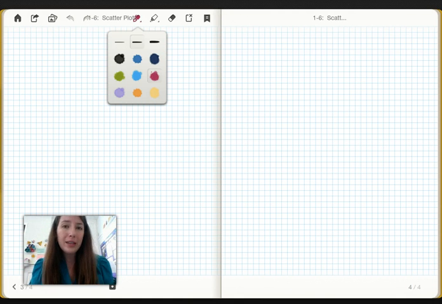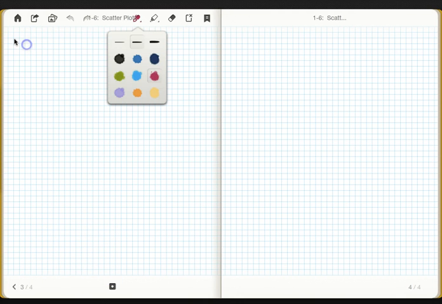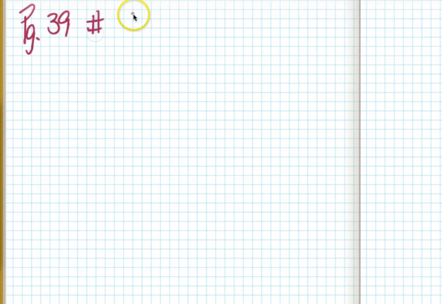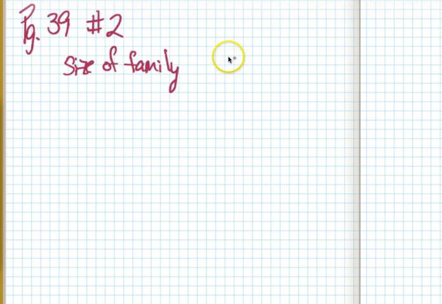But let's say we're not looking exactly at a graph and we're just trying to analyze if two sets of data have a correlation. Let's take a look at page 39 for a moment to do that. So on page 39, number 2, let's start there, number 2. It says the size of the family and the weekly grocery bill. Well, let's go ahead and see if we can connect this concept to what we were just talking about. So size of family and weekly grocery bill.